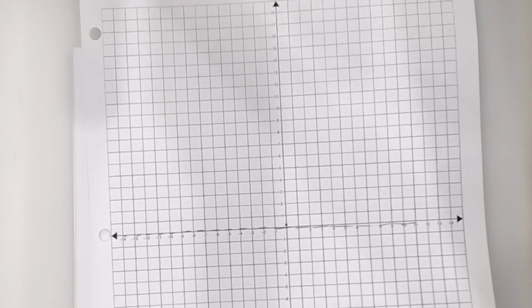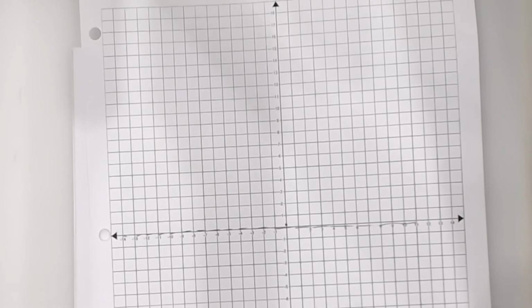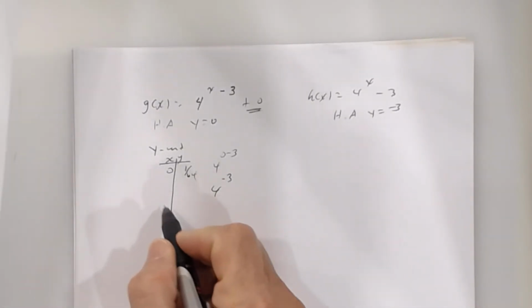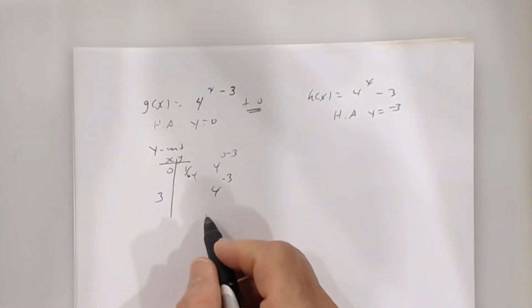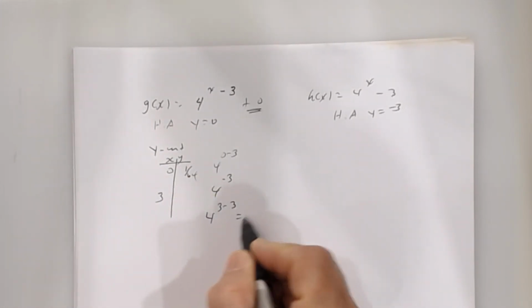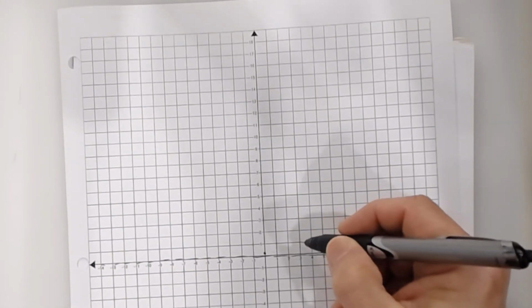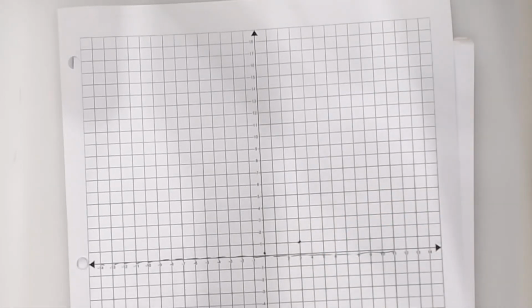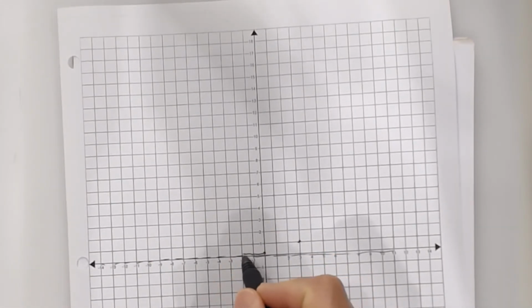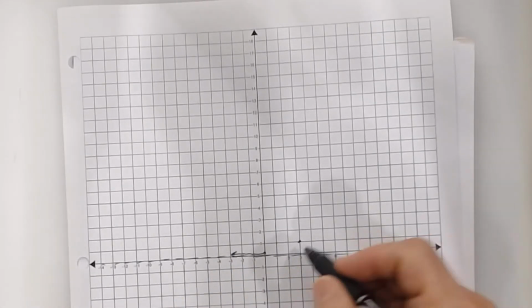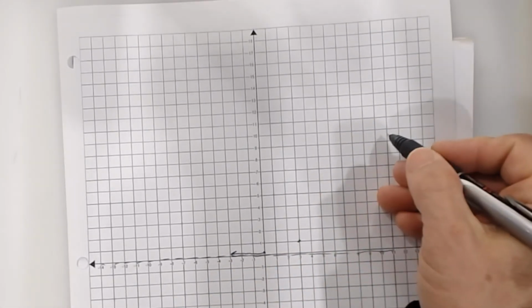Now give me another value for x. 3, okay. 3 would be fine to use, because what's 3 minus 3? So you get 4 to the 3 minus 3, which is 4 to the 0, which is 1. So you get the point 3, 1, which is here. Now, the fact that I know this means that this part of the graph gets closer and closer to the horizontal asymptote, and this part rises rapidly.